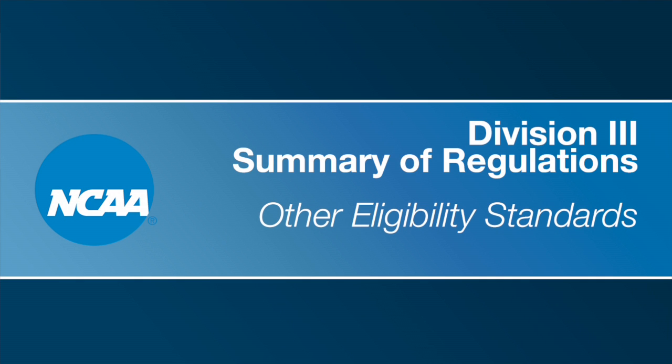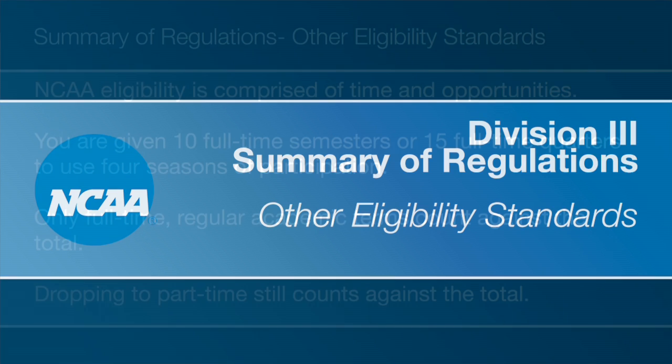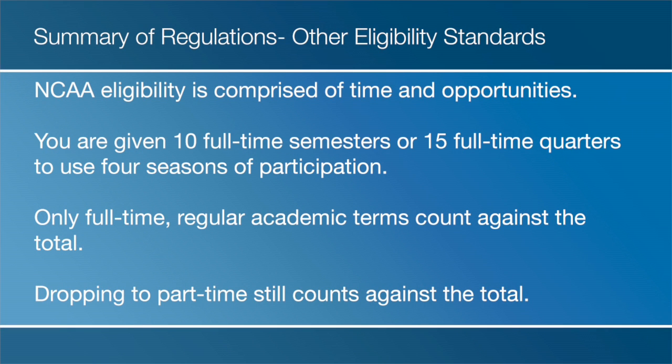This video will discuss the section of the summary of regulations that pertains to some additional eligibility requirements that you should know. In the NCAA, your eligibility is made up of two parts: your time to be able to participate and your seasons, which are your opportunities to participate. Whichever of those that run out first is what ends your eligibility. We've already talked about your opportunities, so now let's focus on your time.